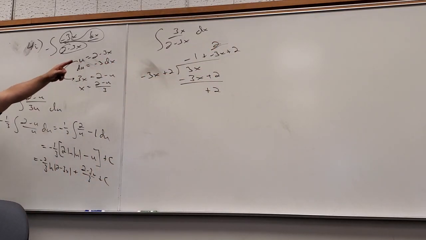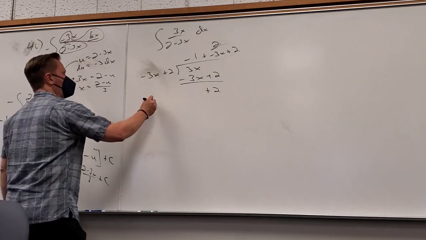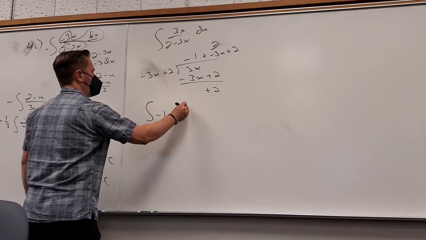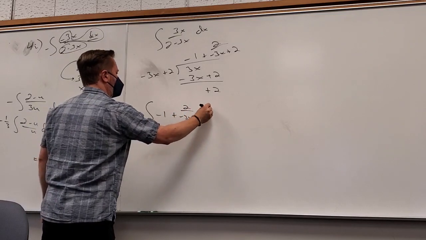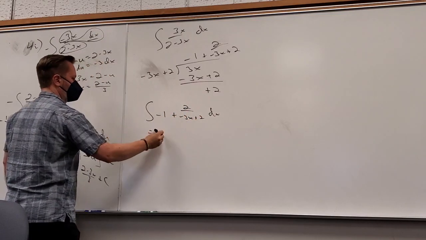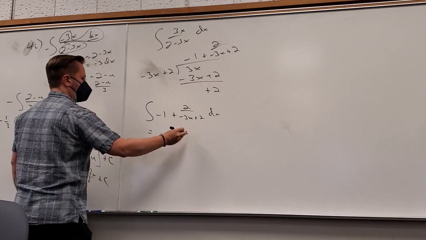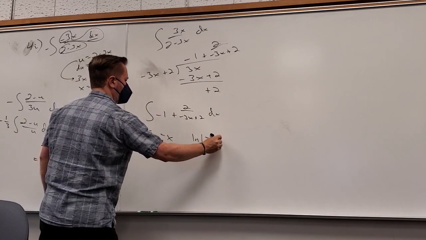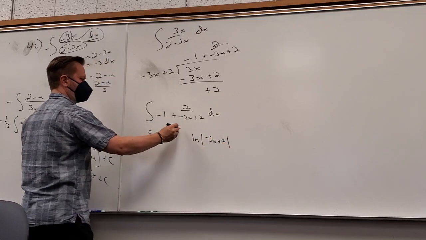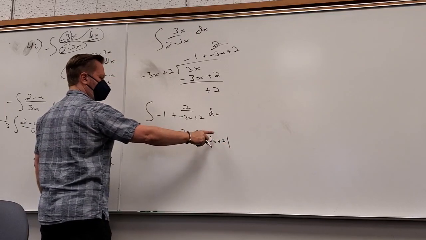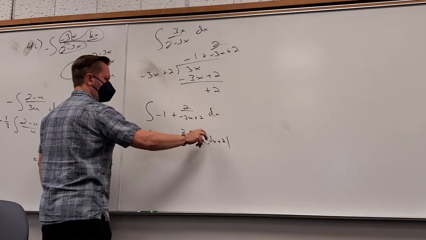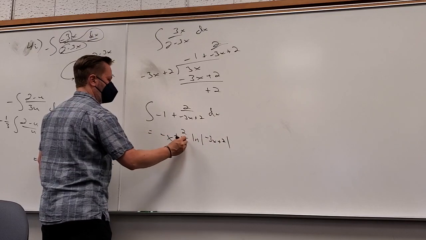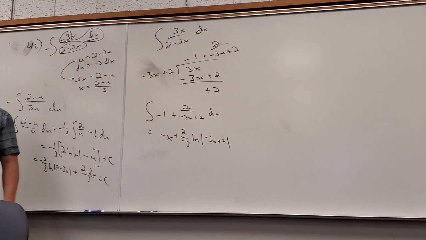Look at that. I can integrate that. So now this becomes the integral of negative 1 plus 2 over negative 3x plus 2 dx. I get negative x. Let's see if we can handle this. This will be natural log of this. If I do this derivative, it'll be 1 over this times the derivative of this, so that'll be negative 3. I don't know if you guys are with me.